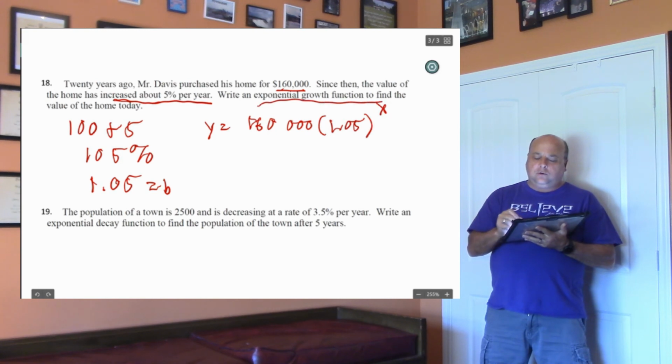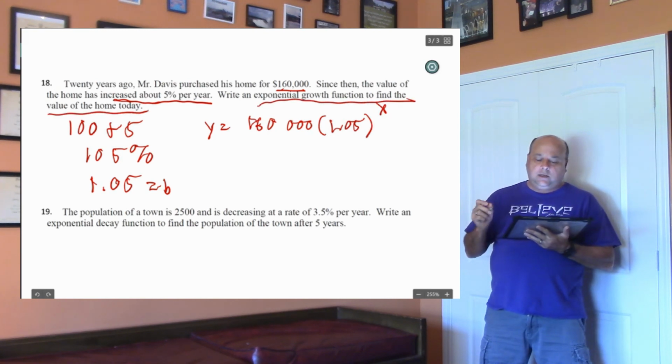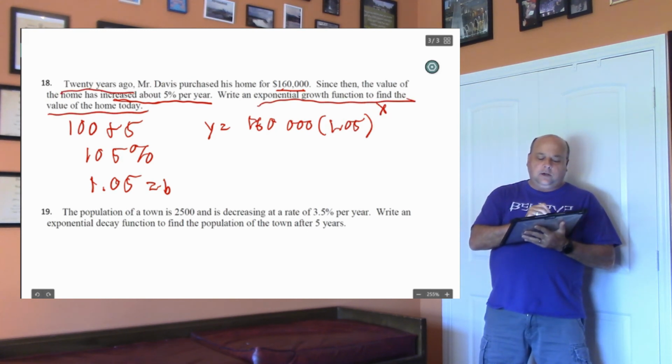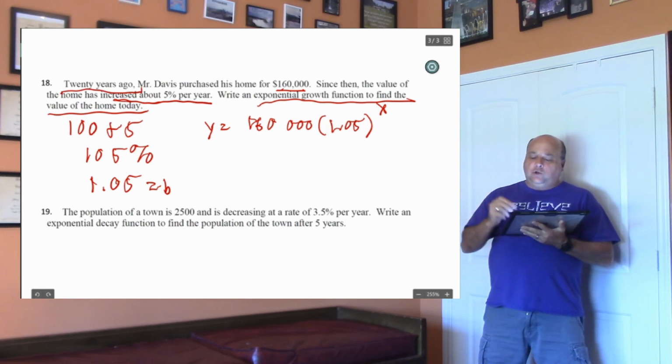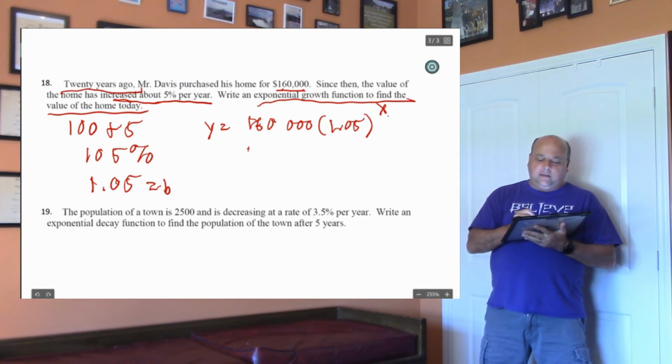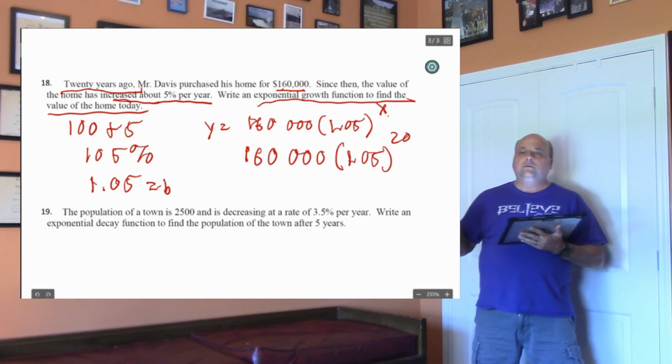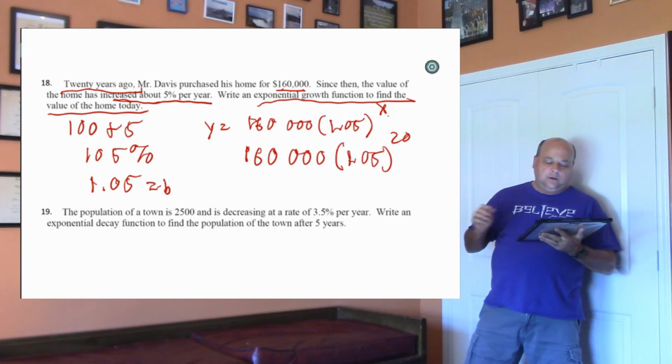Write an exponential growth function to find the value of the home today. And it was 20 years ago, okay? So we're going to replace the x with 20. 160,000, parentheses 1.05, and then we're going to have 20 years. Okay, so we're going to go to the 20th year.